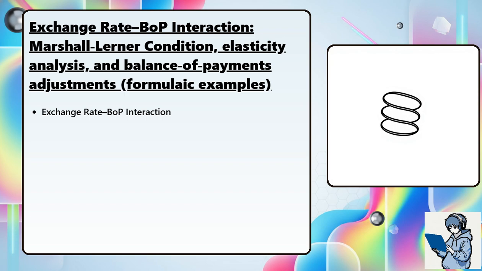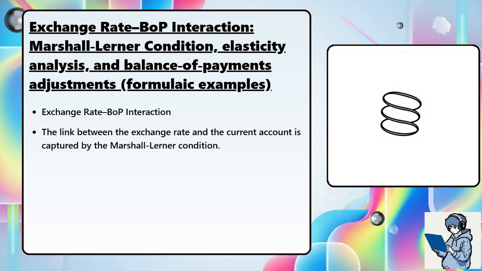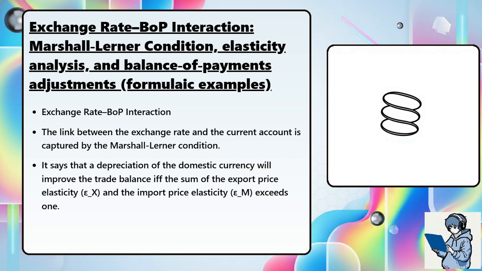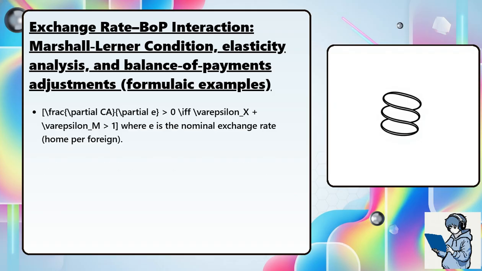Exchange rate BOP interaction. The link between the exchange rate and the current account is captured by the Marshall-Lerner condition. It says that a depreciation of the domestic currency will improve the trade balance if and only if the sum of the export price elasticity ε_X and the import price elasticity ε_M exceeds 1. ∂CA/∂E greater than 0 if and only if ε_X plus ε_M greater than 1, where E is the nominal exchange rate, home per foreign.